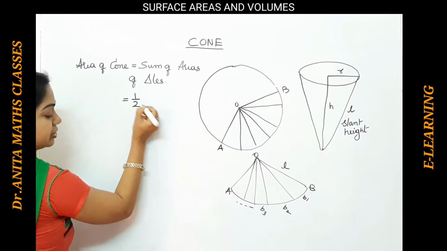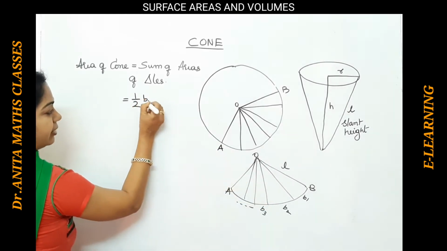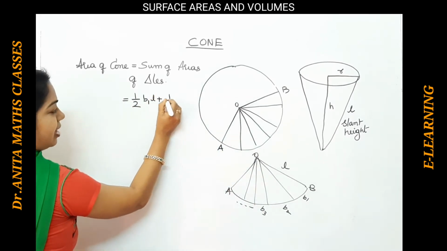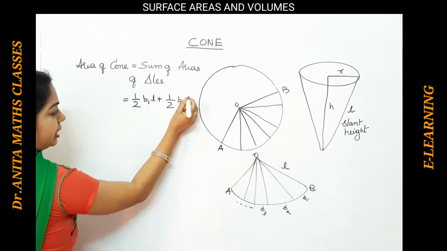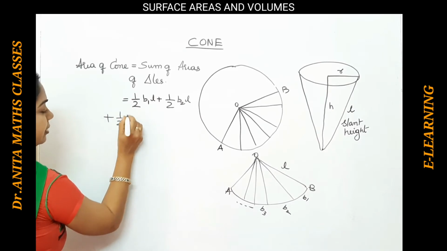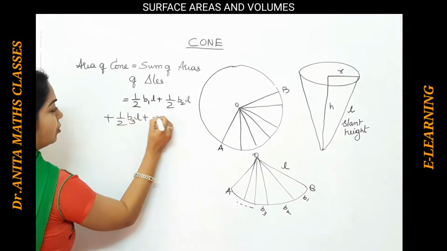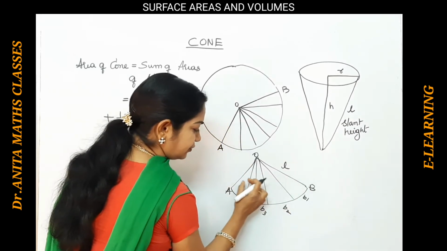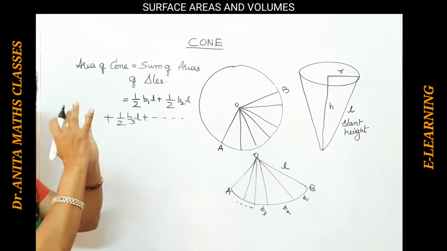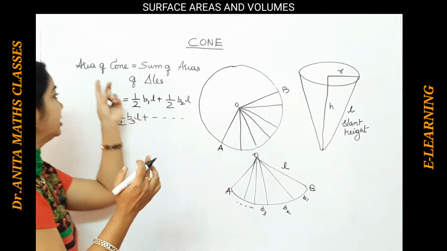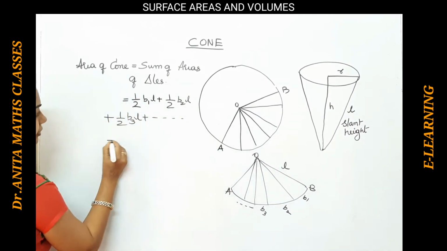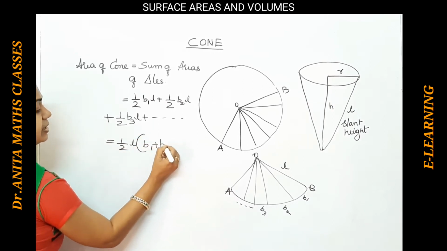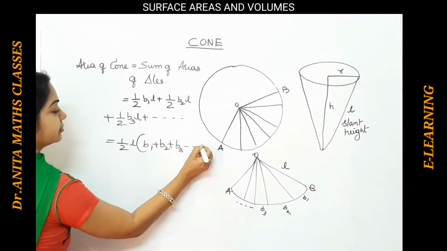So half, base here is B1 and the height here is L. Likewise half, base here is B2, L, so half B3 L and so on, isn't it? So the area of one triangle plus the area of all the triangles, the sum of the triangles all put together, forms the area of the cone. So here if I take L as common, we get B1 plus B2 plus B3 and so on, right?